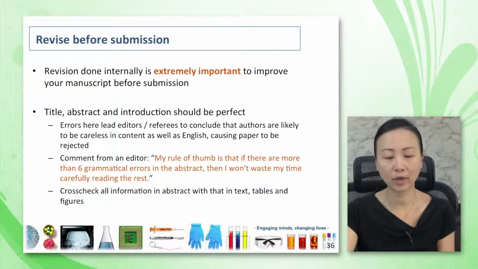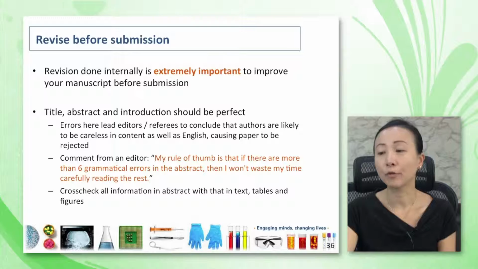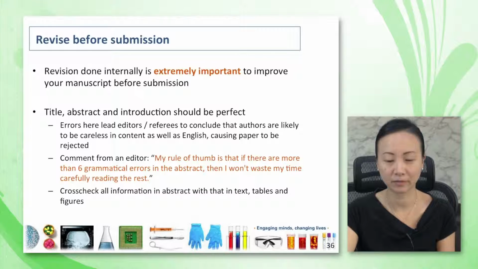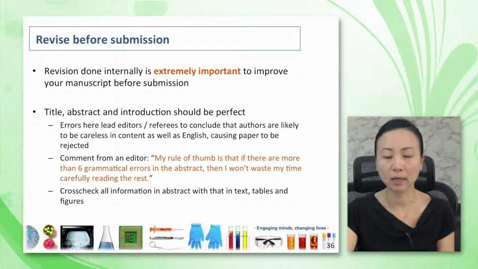Here's an actual comment from an editor. "My rule of thumb is that if there are more than 6 grammatical errors in the abstract, then I won't waste my time carefully reading the rest." You will be amazed by how often the little details, such as data, conclusions, and other key points in the abstract seem to contradict information presented in the rest of the paper.